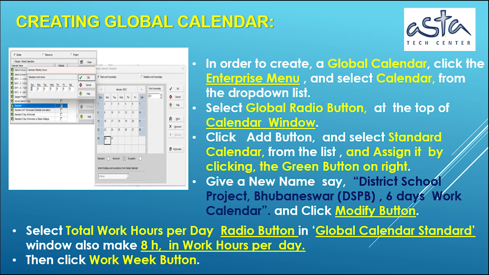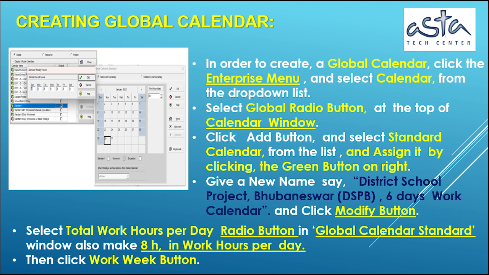creating global calendar. In order to create a global calendar, click the Enterprise menu and select Calendar from the drop-down list. Select Global radio button at the top of Calendar window. Click Add button and select Standard Calendar from the list and assign it by clicking the green button on right. Give a new name, say District School Project, Bhubaneswar, DSBB, 6 days work calendar, and click Modify button.